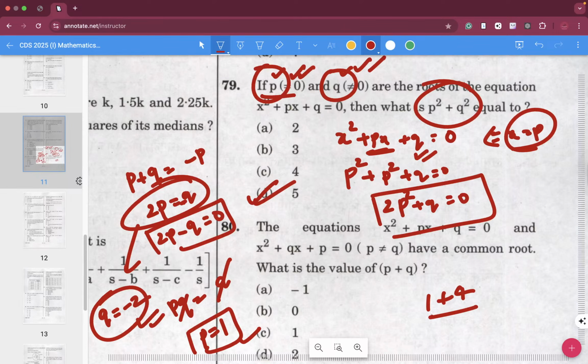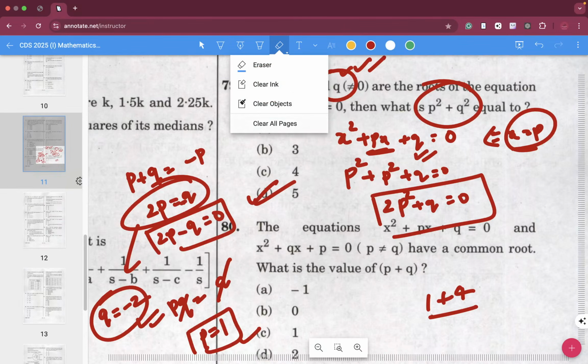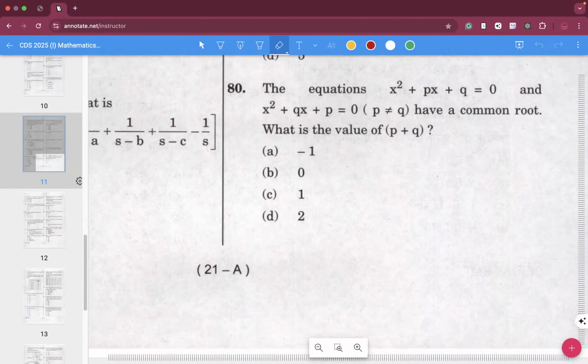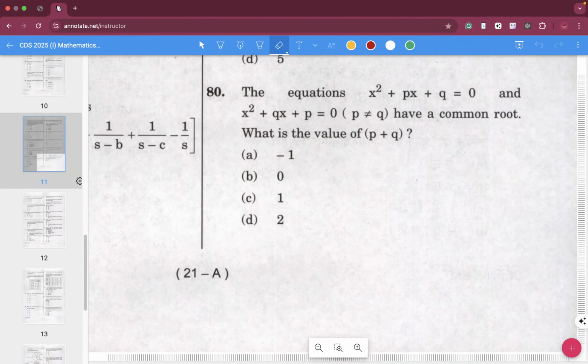Now let's get going over here with the last question for the day, folks. The equation x square plus px plus q is equal to 0 and x square plus qx plus p is equal to 0, where p and q are not equal, have a common root, then what is the value of p plus q is what they are asking.